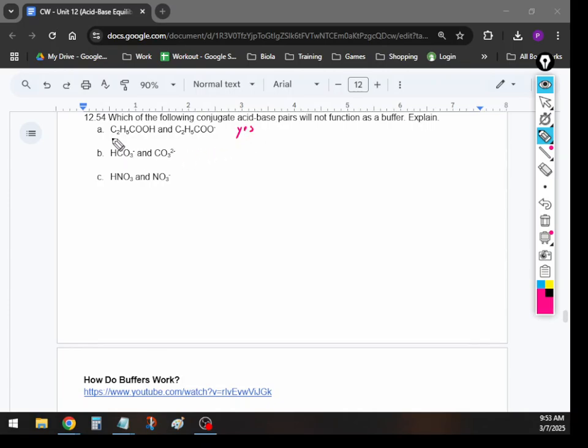Okay, and if you guys take a look, it's because it shares a common ion right there. So this is your acid, this is the conjugate base. If you look, it's just the same thing minus the hydrogen. Alright, you take a look at B.